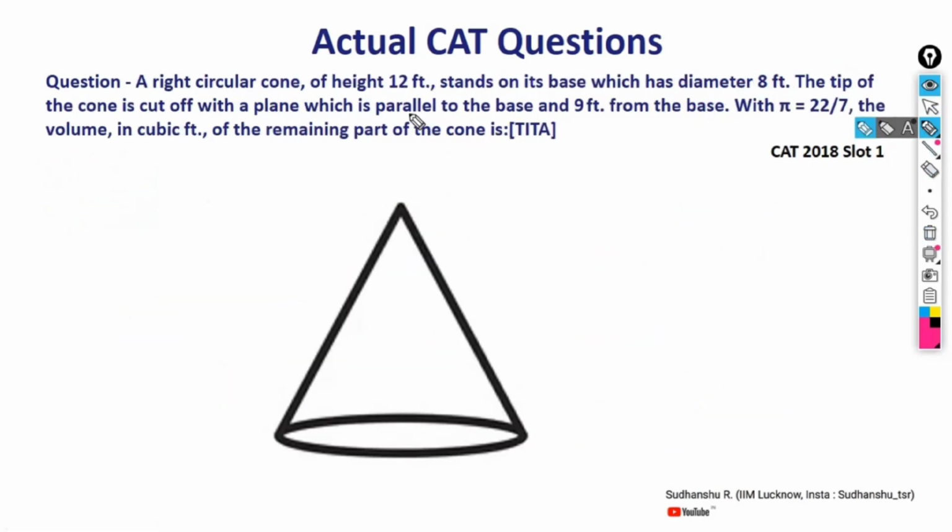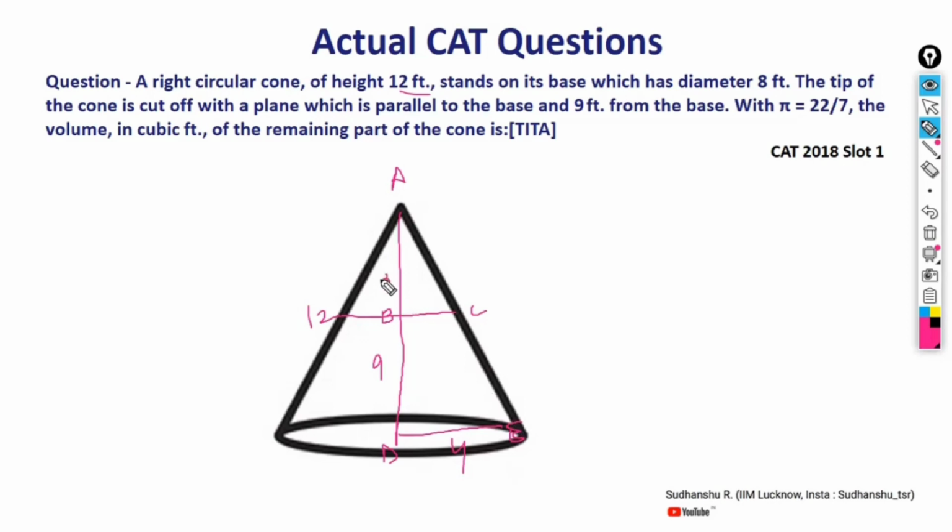A right circular cone of height 12 feet stands on its base, diameter 8 feet. So radius is 4 here. And the height is 12 feet. So that is also given to us. This is 12. The tip of the cone is cut off with a plane which is parallel to the base and 9 feet from the base. If you take 9 feet from the base, you will have 3 feet here, which basically means that we can again use similarity as we have used in the first question. So ABC and this is ADE.